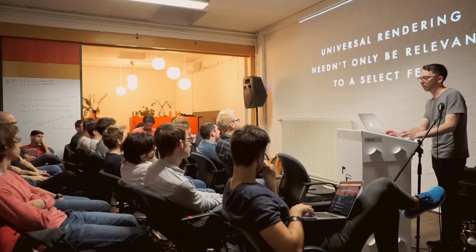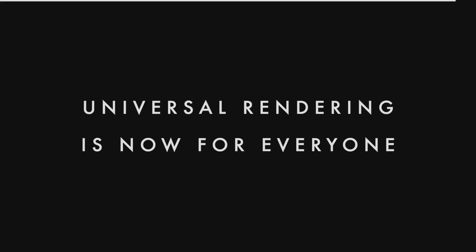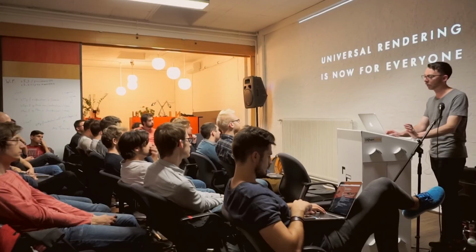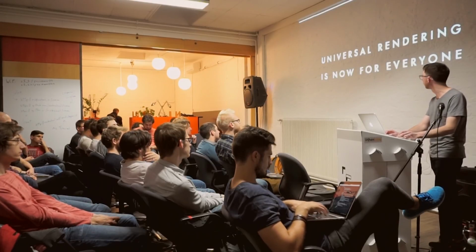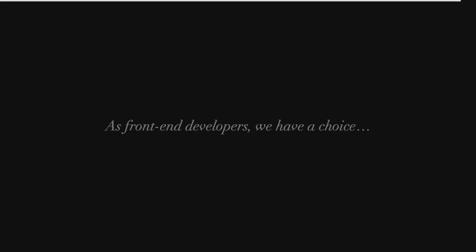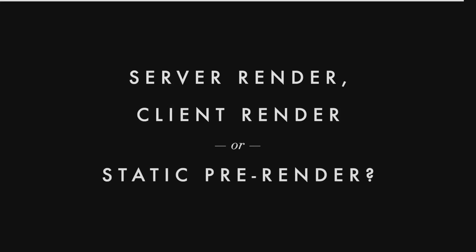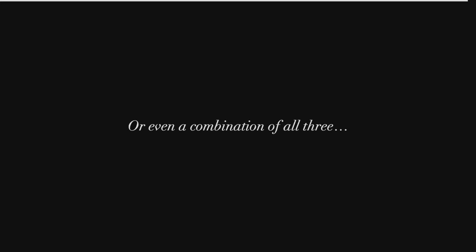The key message, I guess, is that universal rendering doesn't have to only be for a select few people who need it, such as myself. Really, universal rendering is now for everyone. You can pull it in at any stage of your project, and you'll find a place for it. So now, as front-end developers, we have a slightly different choice. We can server render, we can client render, or we can statically pre-render, or even a combination of all three, as we've done, which is where I think things get really interesting for your own particular use cases.